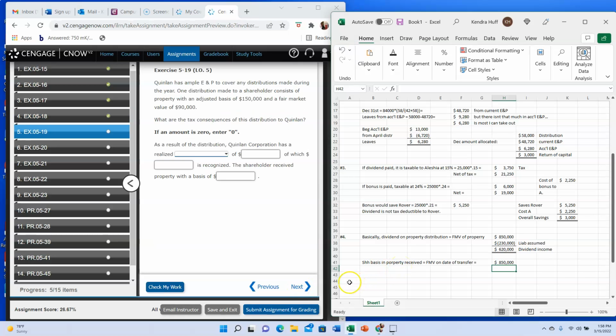That wasn't so bad. Number 5. Quinlan has ample earnings and profits to cover any distributions made during the year. One distribution made to a shareholder consists of property with an adjusted basis of $150,000 and a fair market value of $90,000. What are the tax consequences of this distribution to Quinlan? Quinlan is the corporation.